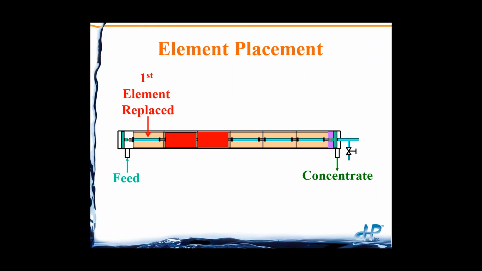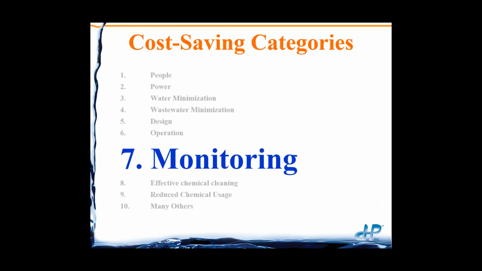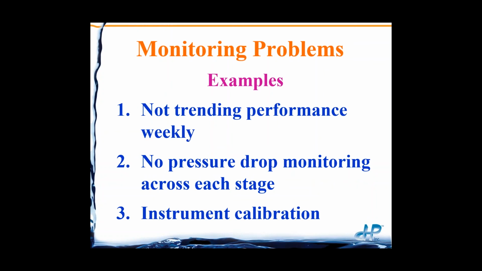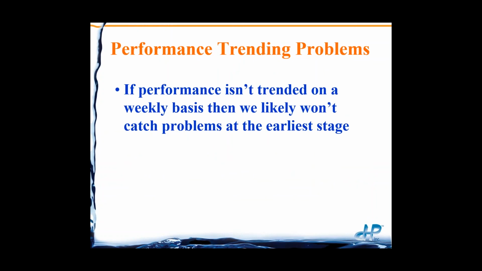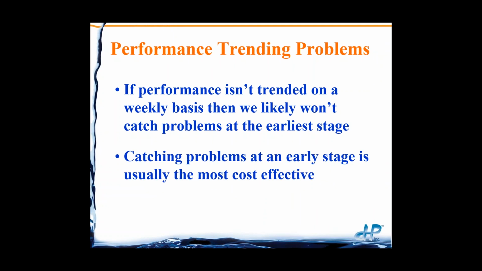On the metric end, the three problems I see most commonly are not trending performance, not measuring pressure drop across each stage, and instrument calibration. So all of these are going to cost you money. These are things that, if you're not doing them, we want to catch problems at an early stage, because that's probably when they're going to be able to be fixed the cheapest.